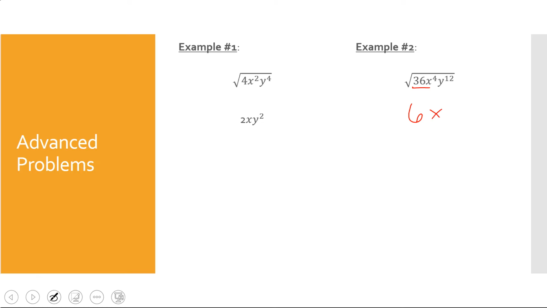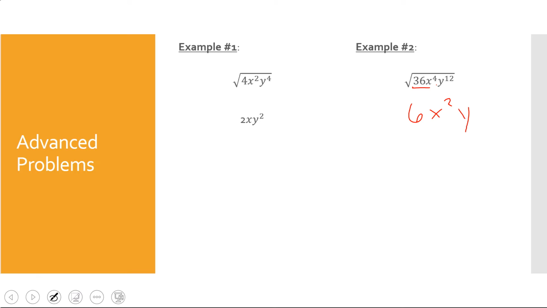One set of 2 x's and a second set of 2 x's, which gives us x to the second. Or again, you could just do 4 divided by 2, and that gives you 2.